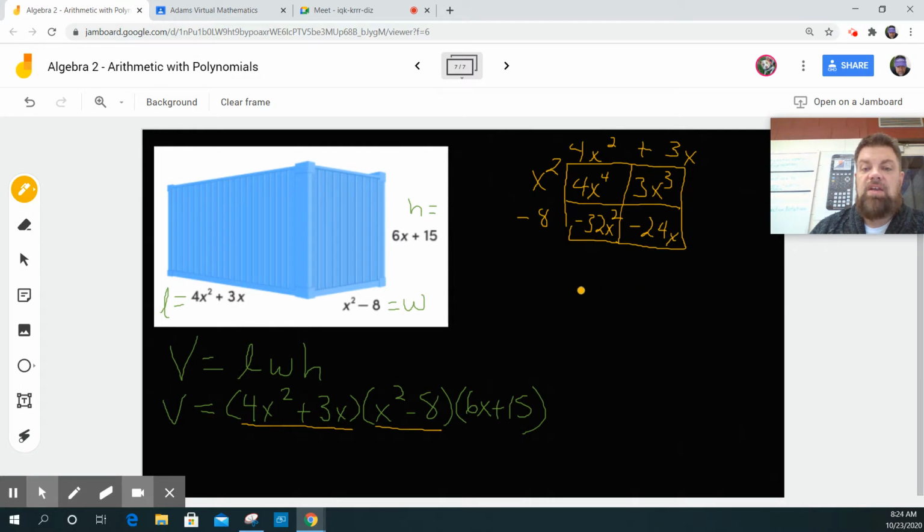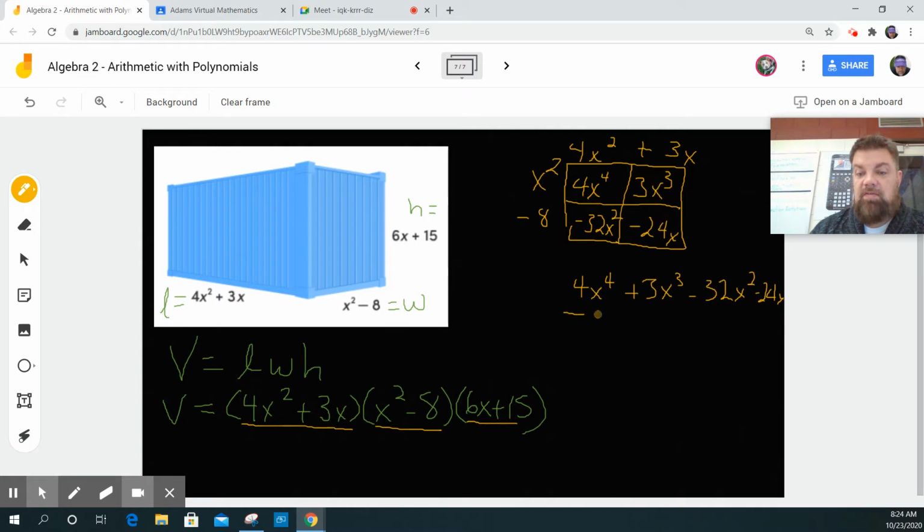So that whole thing becomes 4x to the 4th plus 3x cubed minus 32x squared minus 24x. Okay. So now I've got to multiply that by this.